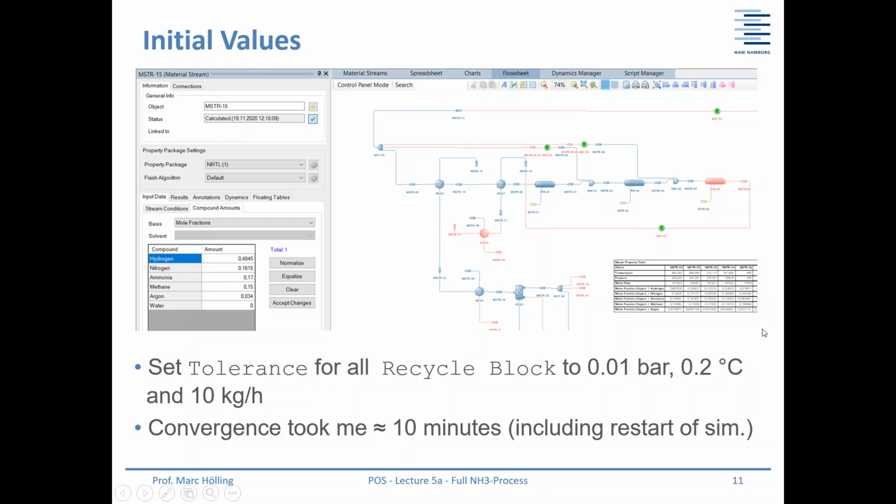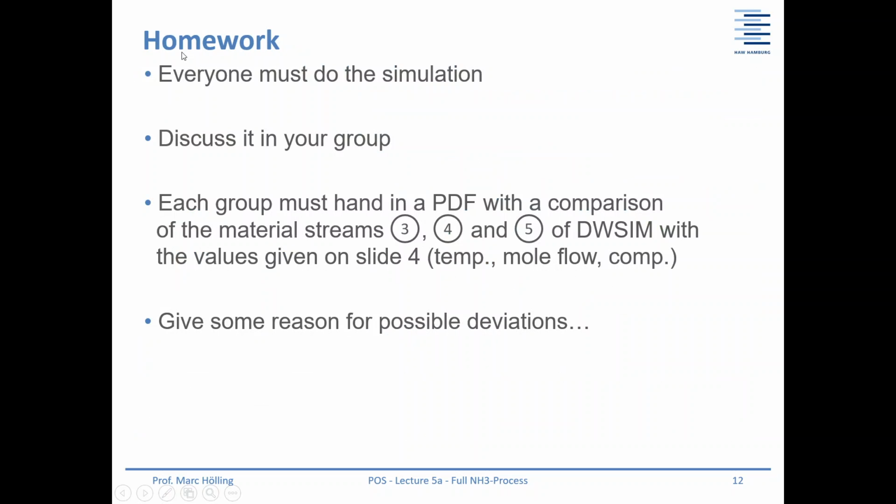Yes, okay, I think this will be quite a long video, sorry about that. So for your homework, everyone must do the simulation, then afterwards you have to discuss it in your group. I think you're a little experienced with it, and then each group must hand in a PDF. You know this, you have to hand it in via the email room, and for this PDF you just should do a comparison of the material streams 3, 4 and 5 with your DWSIM results, and you have to compare it with the values given on slide 4.